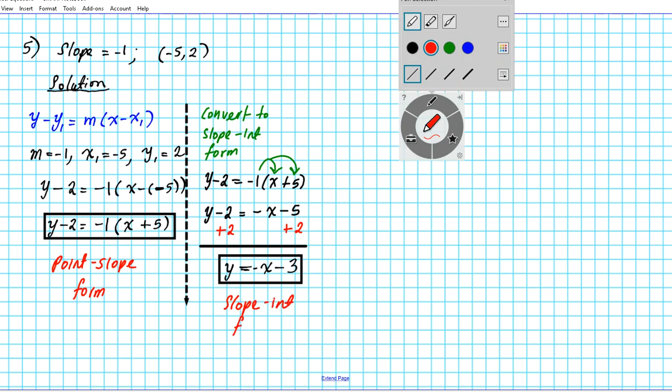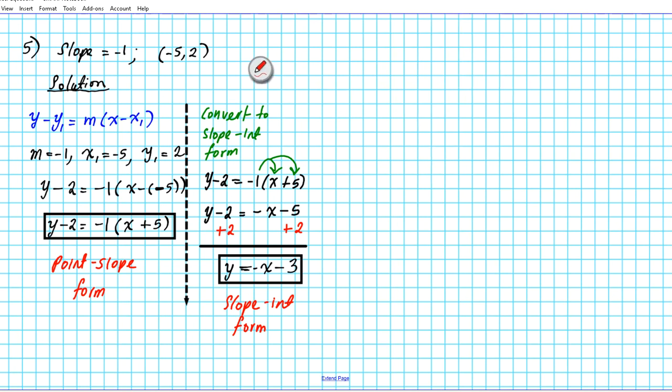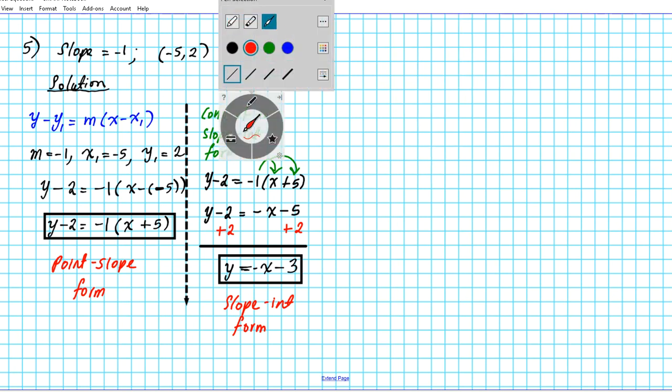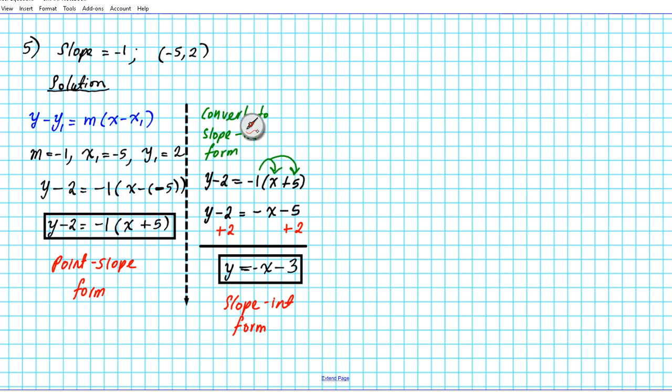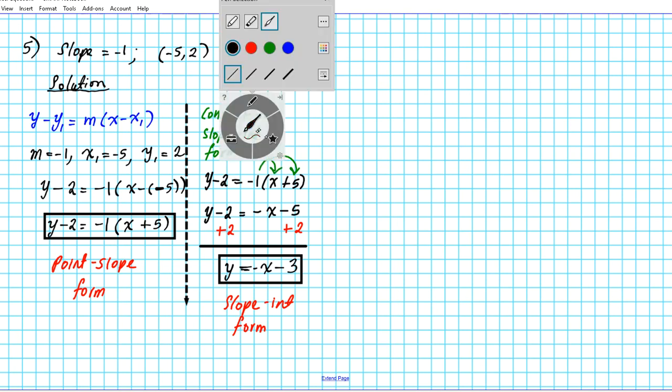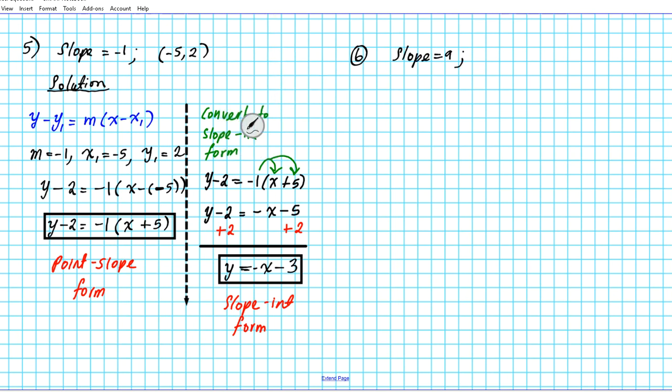Alright, let's take a look at one more example, and then we'll have you do some practice problems. You try out some problems on your own and see if you've mastered the skill of writing down equations of lines given a point and a slope. Okay, so question 6, let's say we have a slope of 9 and it goes through the point 0, 7.